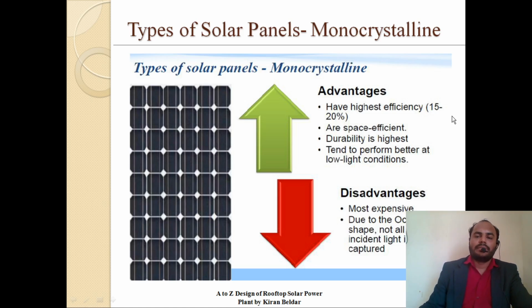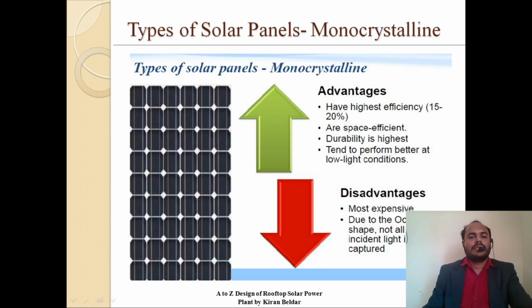Types of solar panels. Monocrystalline panel. Basically there are two types of solar panels that are popular, monocrystalline and polycrystalline. Out of that, monocrystalline panel is made up of octagonal type of solar cell structure. Its advantages are that it has the highest efficiency of 15% to 20%. These are space efficient solar panels. Its durability is also highest. It tends to perform better in low light condition also.